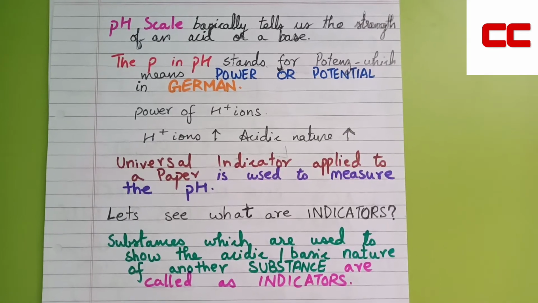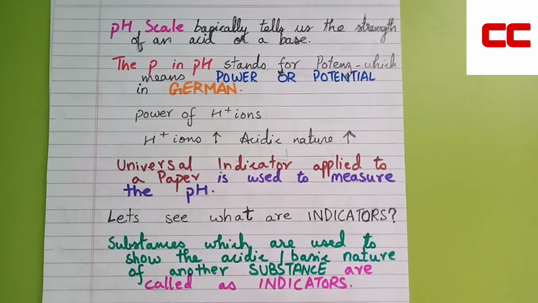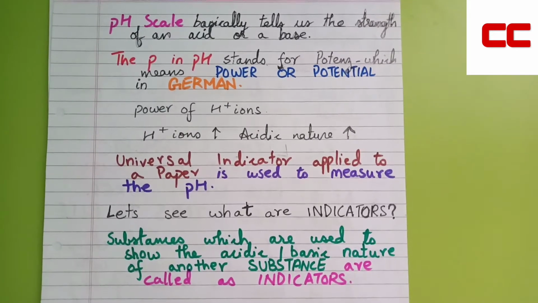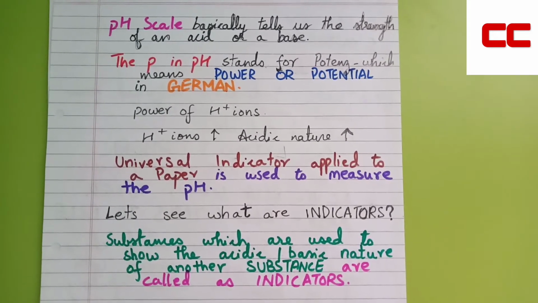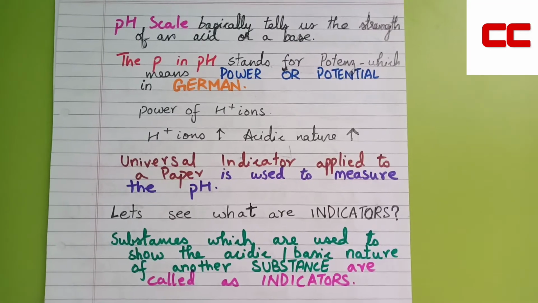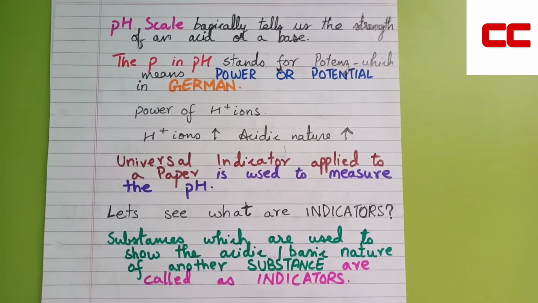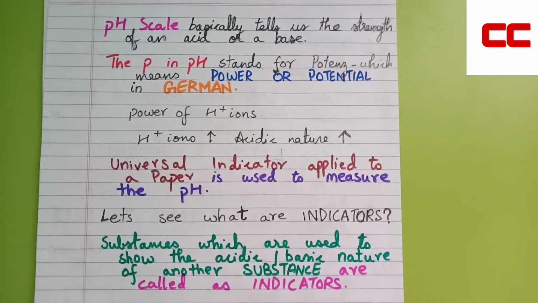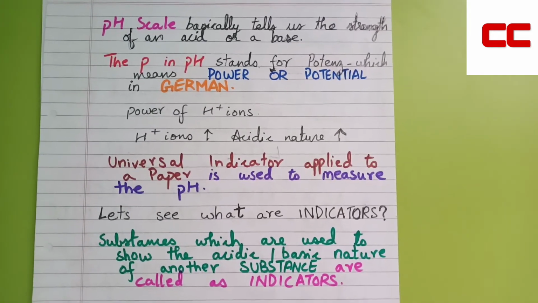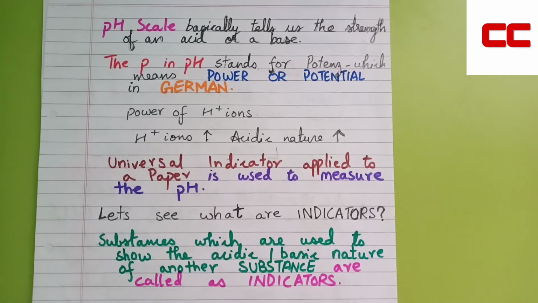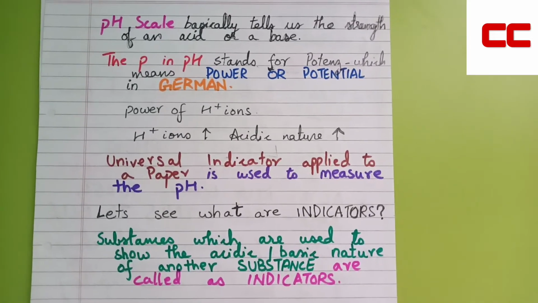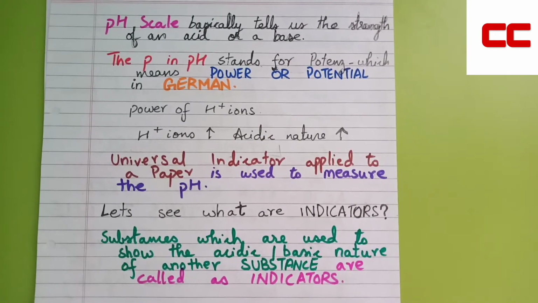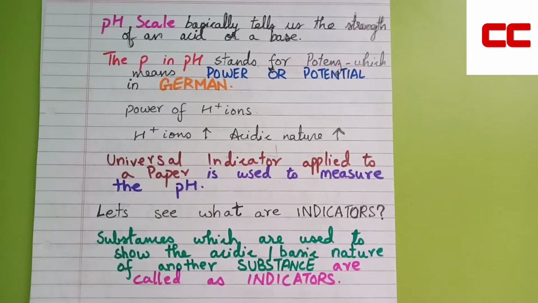So first let us see what a pH scale is and what it says. The pH scale is a scale which basically tells us the strength of an acid or a base. And you must have wondered, what does the P in pH stand for? It stands for potens, which in German means power or potential. So, power of H plus ions. As you all know, as H plus ions increase, the acidic nature of the solution also increases.